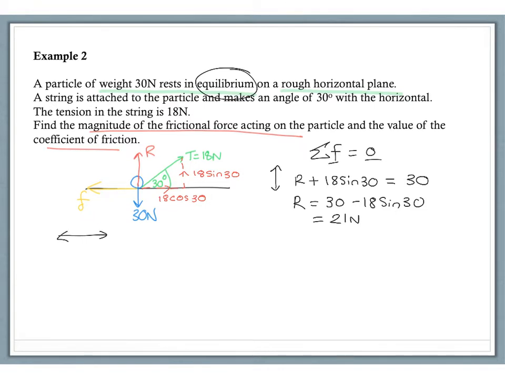If we now look at the horizontal forces, we can see that the friction is balanced by the horizontal component of the tension, 18 cos 30. So that would give us a value of the friction. If we want to, we can bring in some surds, exact values of cos 30, which gives us 9√3 for the friction.